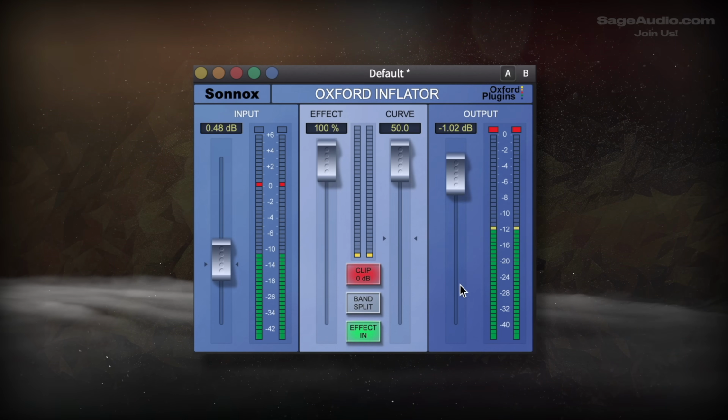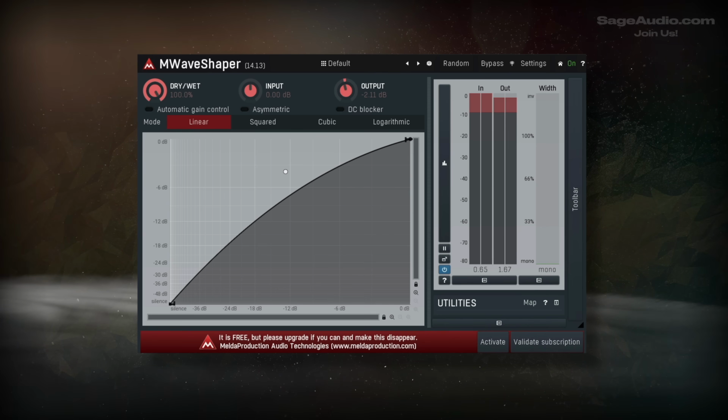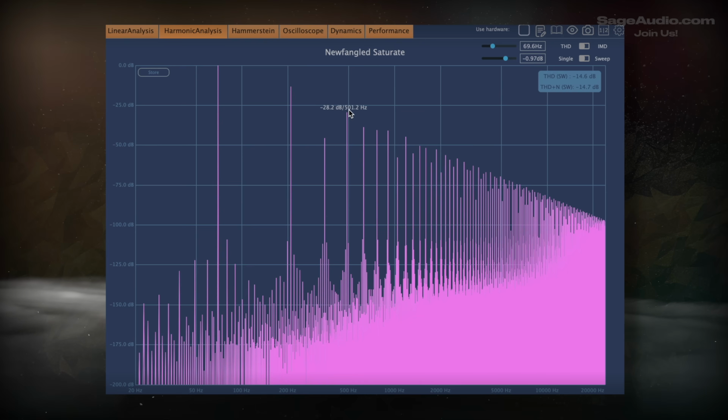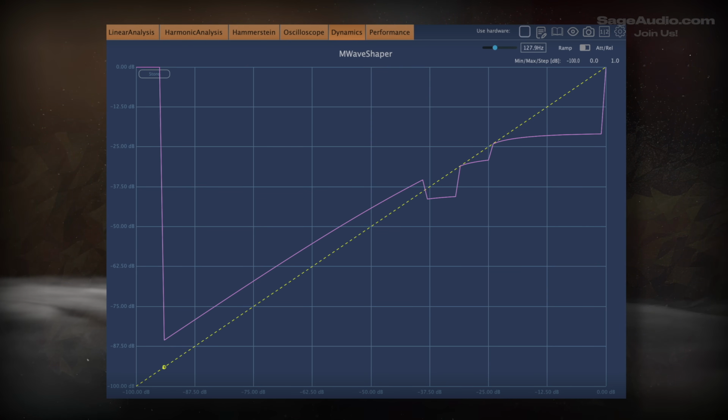So before we go, let's compare maximization caused by parallel compression with maximization caused by a wave shaper. The amount of harmonic distortion and the maximization will occur differently, so you should be able to notice a difference in how they sound.